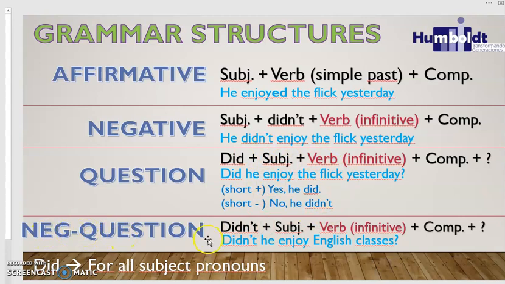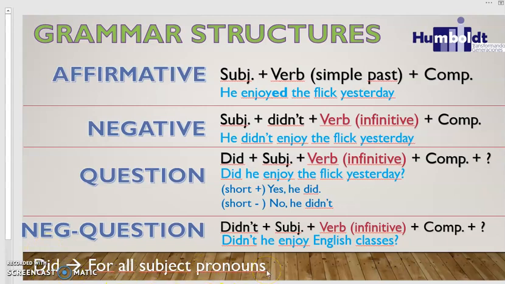Also, we have negative questions. So in this case, we have a different example, and we can say, didn't he enjoy English classes? ¿No disfrutó de las clases de inglés? We need to be careful in here in how we answer. Remember that if he really enjoyed the classes, we need to express a negative answer. But if he didn't enjoy the English class, we can write a negative answer, like this one. No, he didn't.